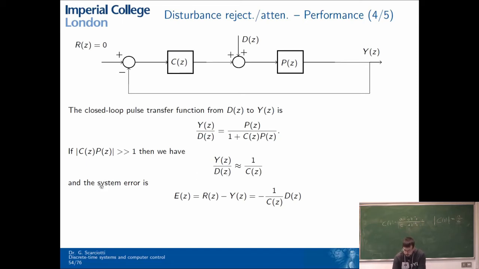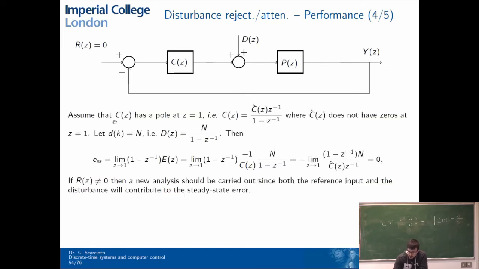So if now we compute the system error, where the error here is r of z minus y of z, we obtain this expression. The reason is that r of z is equal to 0, and y of z is given here once we multiply by d of z. So now let's assume that C of z has one pole at z equal to 1. So we define C of z in this way, where C hat does not have any zeros. Otherwise, if C hat has a zero, then it will simplify with the pole, and then it's not true that C of z has a pole at z equal to 1.